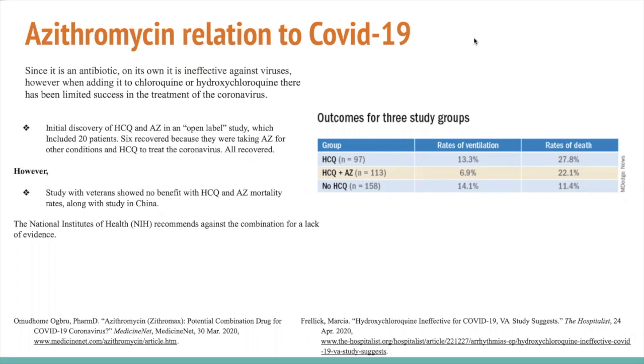The initial data about azithromycin came from an observational open-label study done in France. Unfortunately, open-label studies, in which the doctor and patient are aware of the treatment, make it difficult to isolate variables and say whether a particular drug is working. In this study, French doctors were testing chloroquine and hydroxychloroquine on coronavirus patients. And it turned out 6 patients among 20 that happened to be taking azithromycin for other conditions all recovered.